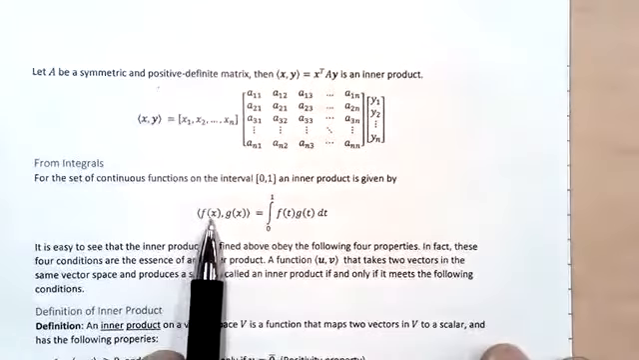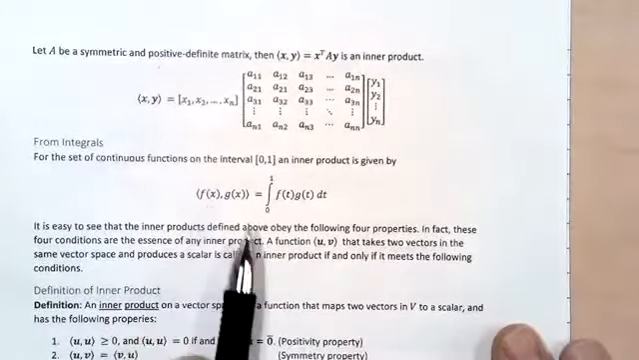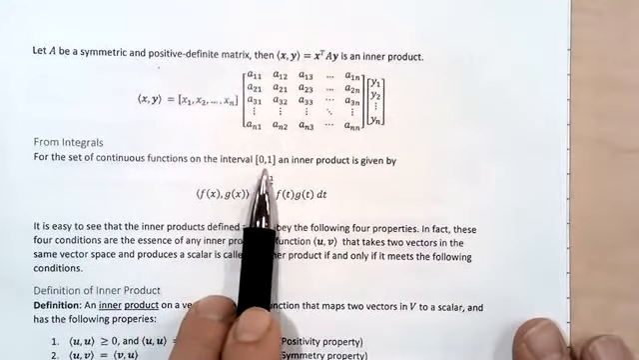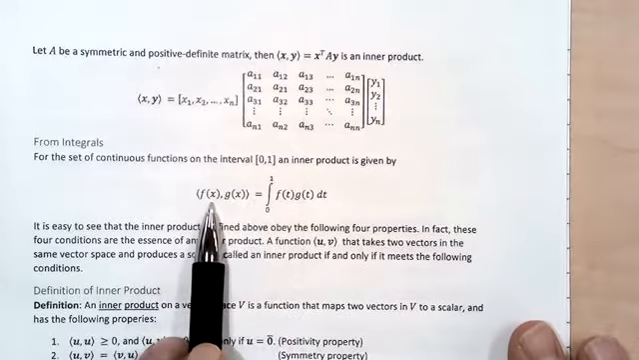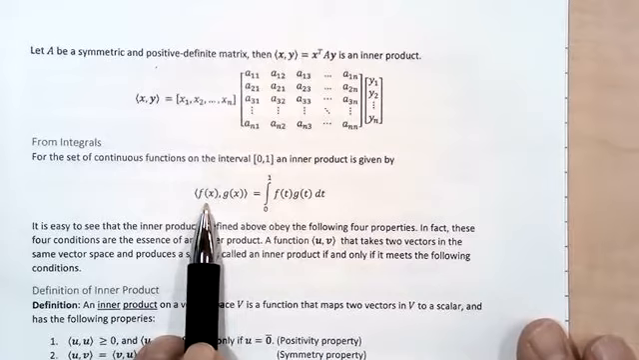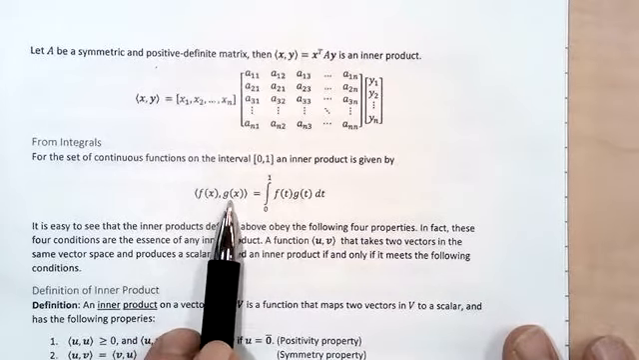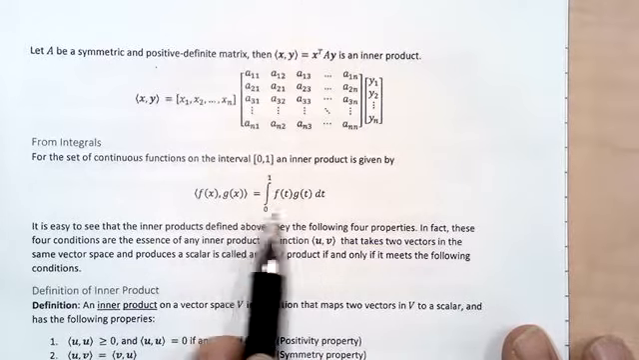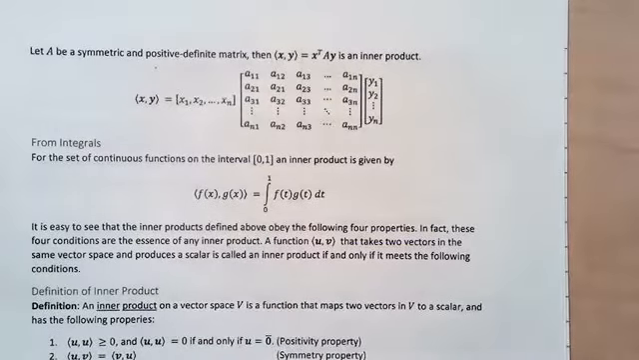Another way that people build inner products is with integrals. Suppose we're looking at continuous functions on the interval 0, 1, then our vectors would be functions. So what would the inner product between f and g be defined as? Well, you take f times g and you integrate it over 0 to 1. That turns out to be a perfectly good inner product as well.